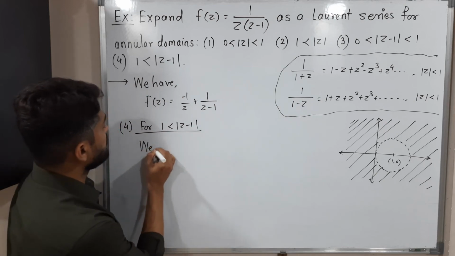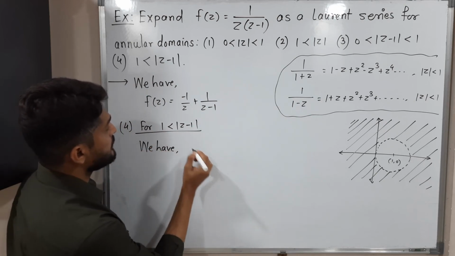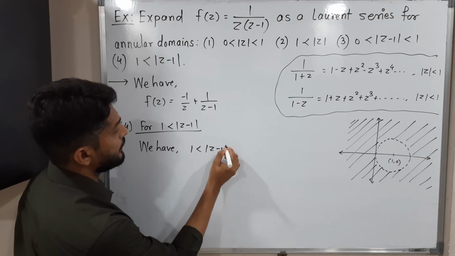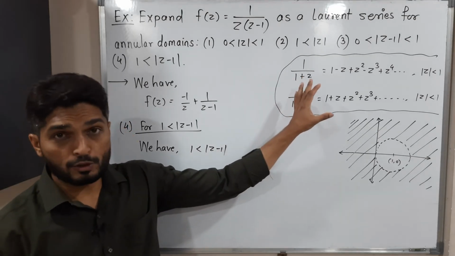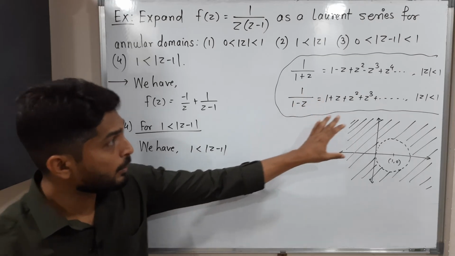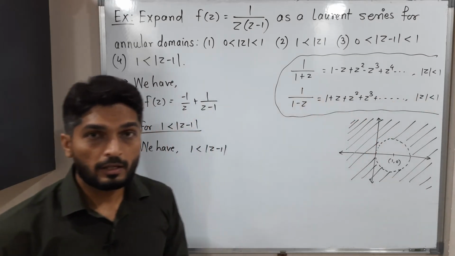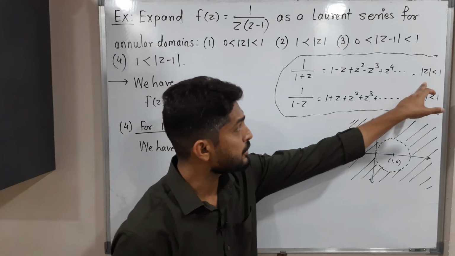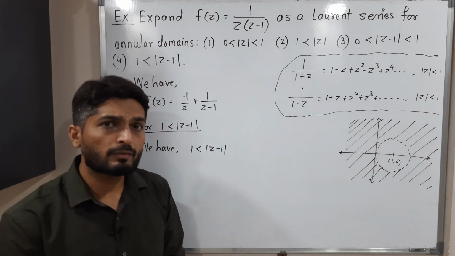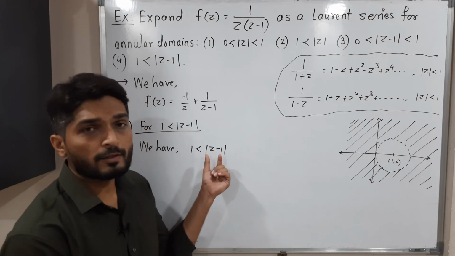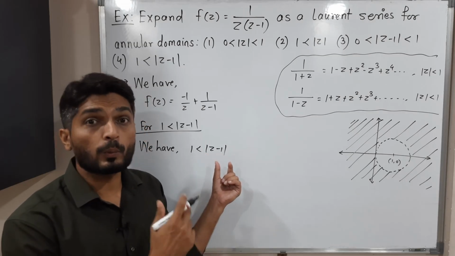So first we start with the given condition, that is 1 less than mod z minus 1. Our final target is to use this expansion, and we need to think about the conditions also. In the conditions it is mentioned mod less than 1. In the right hand side we want 1, but here in the right hand side we have mod. Actually we want 1 there.